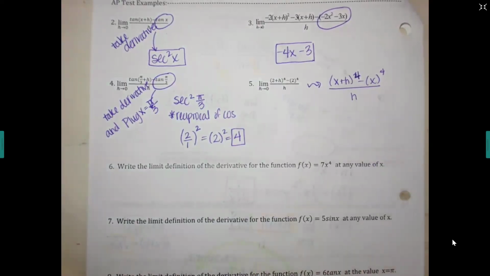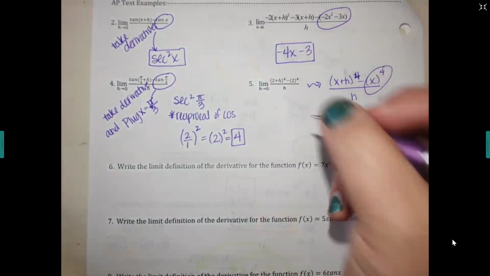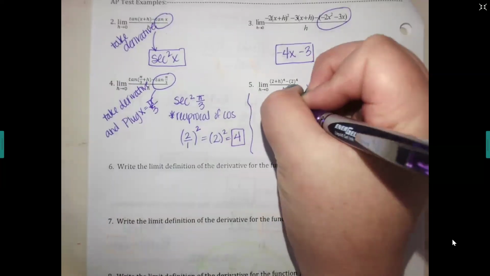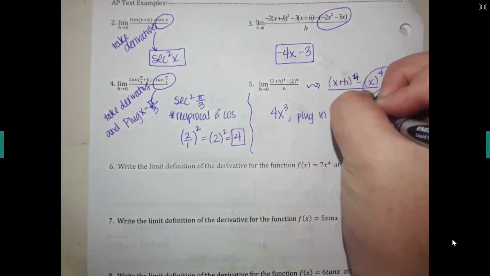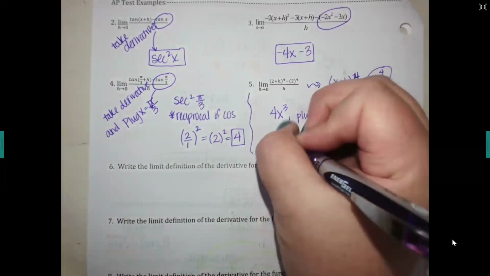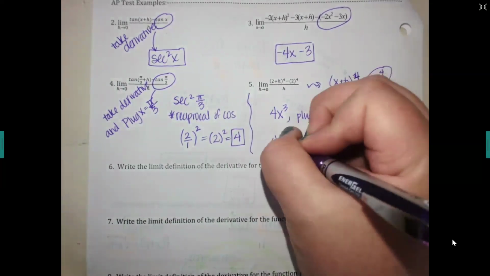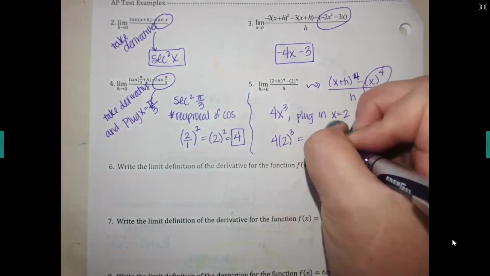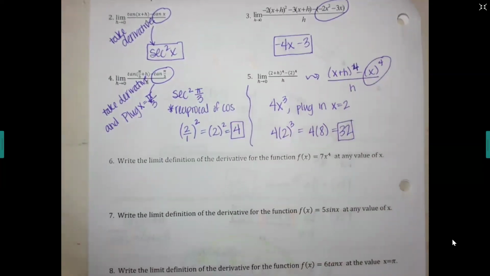Okay, then what are we going to circle? x to the 4. What's the derivative of that? 4x cubed. And then I'm going to plug in 2. x equals 2. Okay, very good. So the objective is 8. You have to cube it. So 2 cubed is 8. 4 times 8 is 32. Very good.